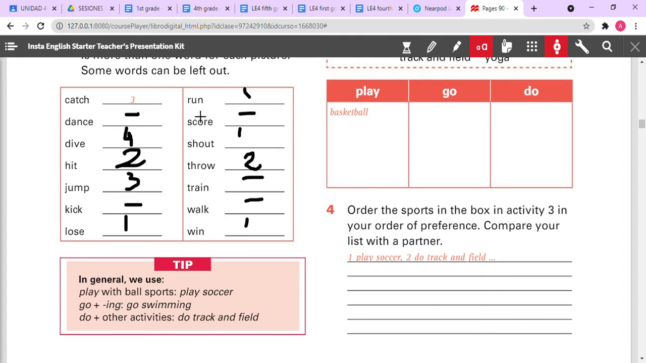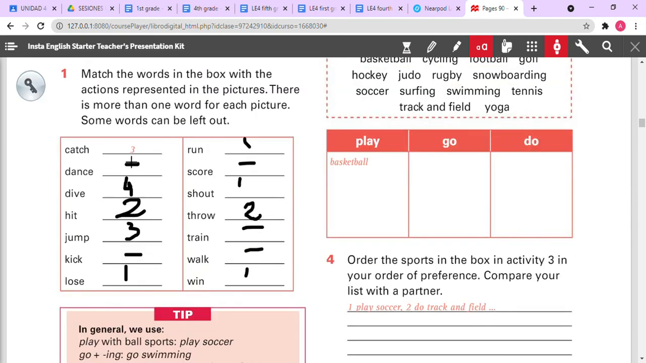Consonant, vowel, consonant. Double consonant, double N. Running, with double N. Score: the teacher finishes in E. Scoring, without E. Shouting, no? Normal, the first rule. Throwing, the first rule.